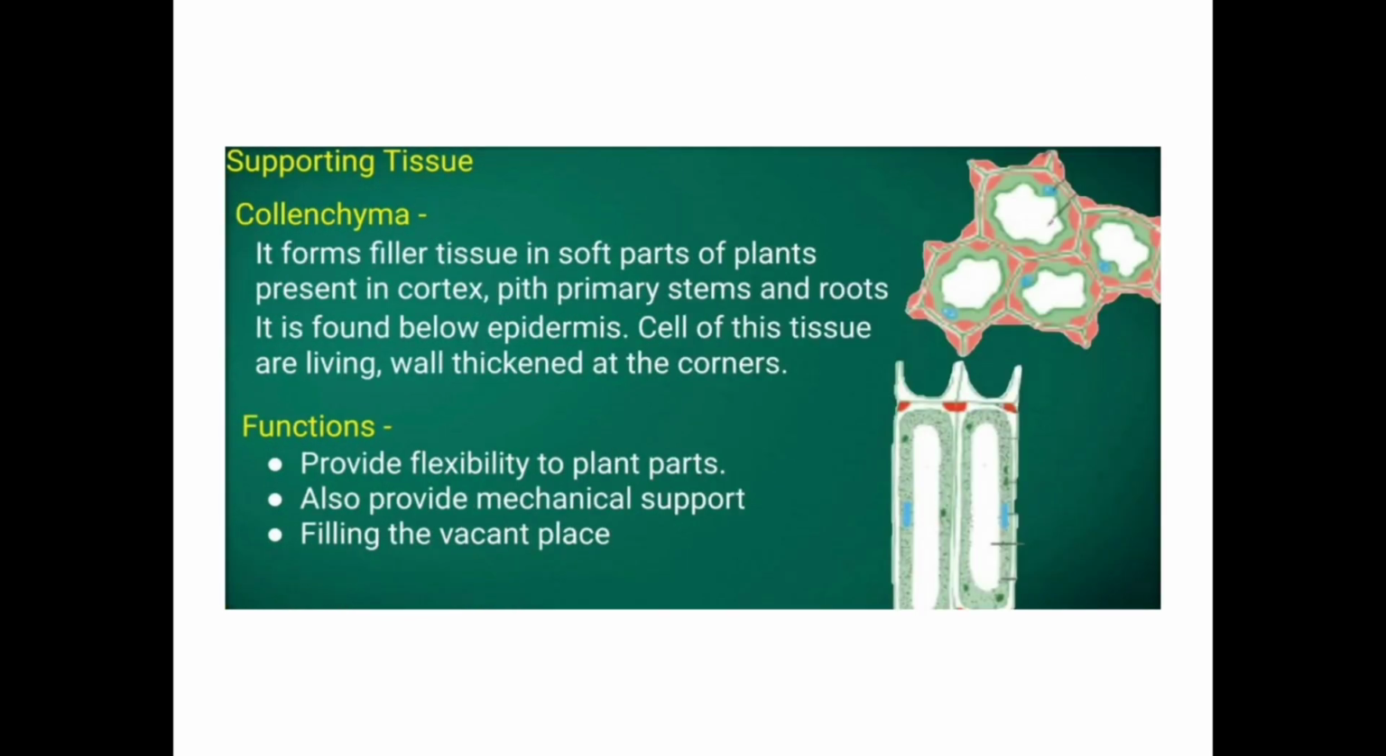Okay. The next supporting tissue is collenchyma. It is a filler tissue in the soft parts of the plant. It is present in the cortex of primary stems and is found below the epidermis. Cells of the tissue are living, with walls thickened at the corners. So this one is not thin walled, the walls are thickened at the corners, and they are present just below the epidermis. It's acting as a filler tissue in soft plants. It's present mainly in primary stems and roots.